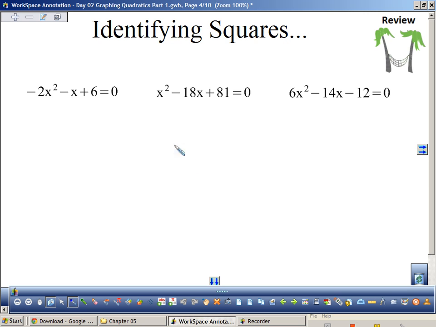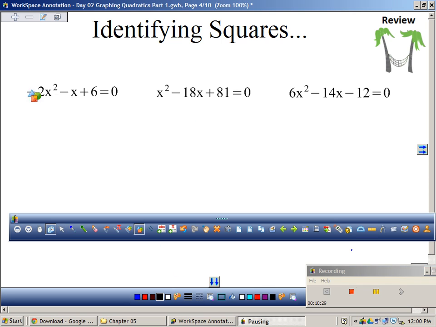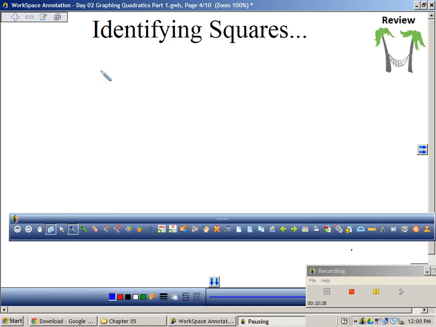All right, identifying squares. So, did these change? All right, I saved it and must have put it on the drive and not on my computer, so I'm just going to make my own.